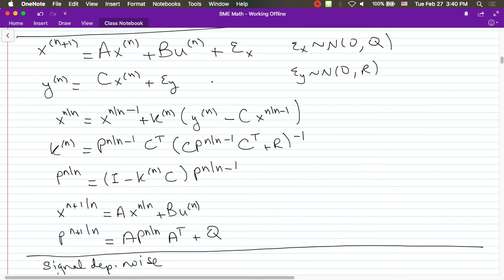So if you look at this equation, if there's noise here in U, so if my equation was x of n plus 1 is equal to a x of n plus b times u, where u had noise, epsilon u, plus epsilon x. So I had two kinds of noises. I had noise in my actuators, and I had noise in the state. So think about what this means. This means that epsilon u is going to have variance, right?